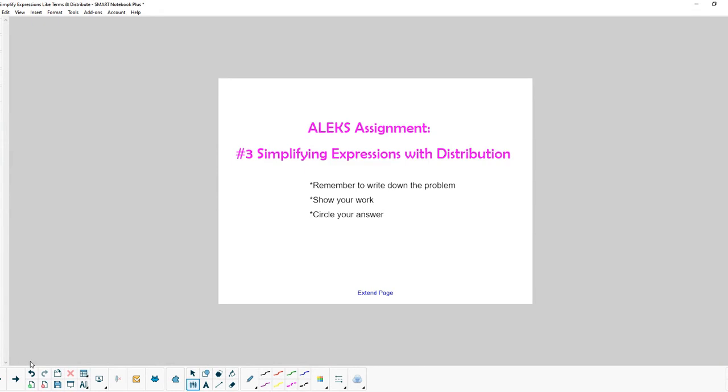So today's assignment, number 3, expressions with distributive property, and remember to write down the problem, show your work, and circle the answer. Thank you very much.